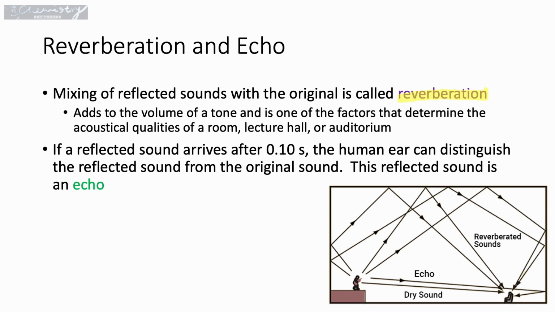And if the reflected sound arrives after 0.1 seconds, so that we can distinguish between the original and the reflected one, which is like you yelling into a tunnel, and then you can hear the difference between your original sound plus the reflected sound that comes back, then that is called an echo. So it is like, you hear the dry sound once, and then it echoes so that we can basically hear it twice and our ear can distinguish it. It's an echo.